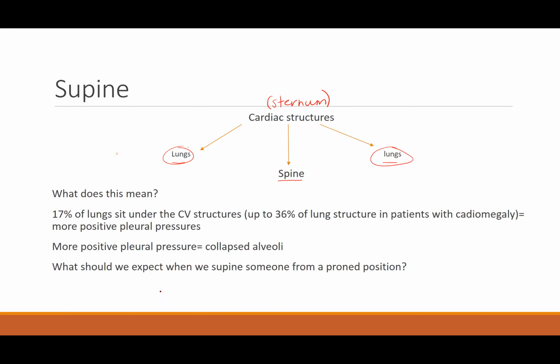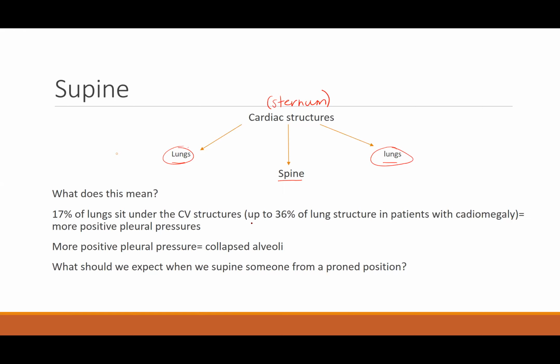So what does that mean? It means there is constantly a positive pressure sitting and putting pressure on the lungs. That gives us a more positive pleural pressure, the space around the lungs. And what does that do for the lungs' ability to expand? It makes it more difficult for them to expand. More difficulty expanding simply leads to collapsing of the alveoli.